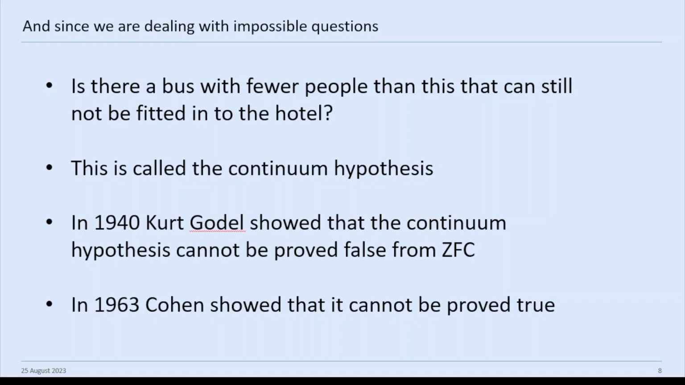And so Cantor came up with the continuum hypothesis. In 1940, Kurt Gödel showed that the continuum hypothesis cannot be proved untrue from ZF set theory. It cannot be proved false. And in 1963, Cohen showed that it cannot be proved true, which leaves us with something of a dilemma.